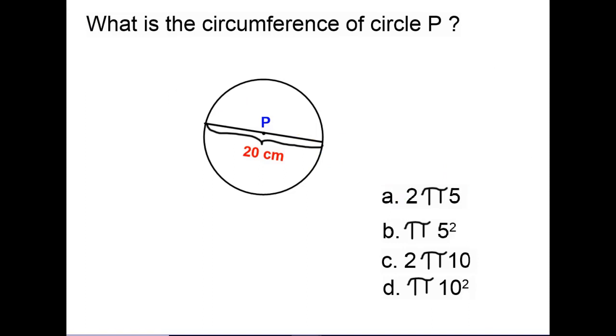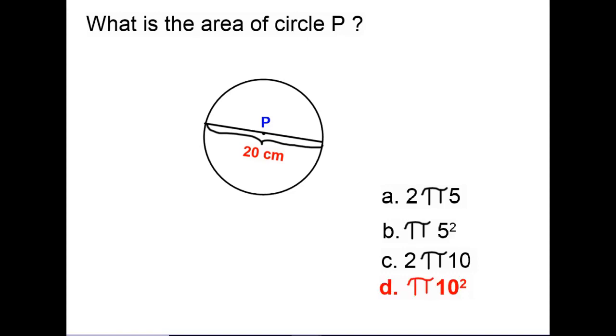You can find the circumference of this circle. Remember to take your diameter and divide by 2 to get the radius. And you can find the area of this circle. Remember to divide the diameter by 2 to get the radius.